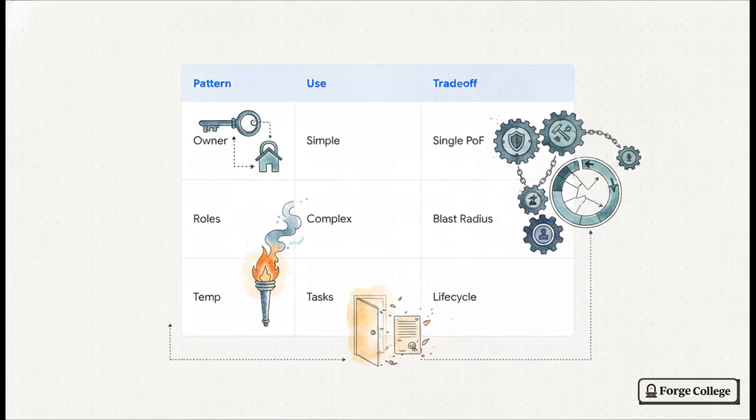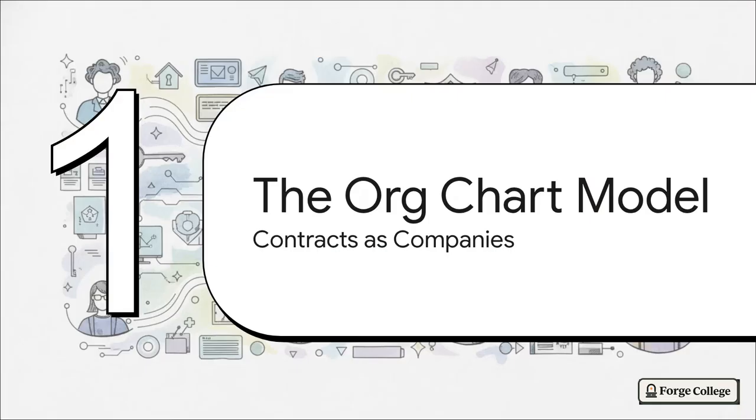So we have our single owner for simplicity and named roles for complex systems needing separation of duties. But there's actually a third, highly effective trick: temporary roles. This is absolutely fantastic for one-off tasks, like, say, an initial contract migration. You create the role, execute the specific job, and then permanently burn it. It drastically reduces your permanent attack surface because that access only exists for a very brief, controlled window of time.